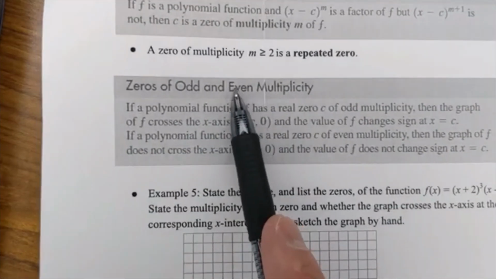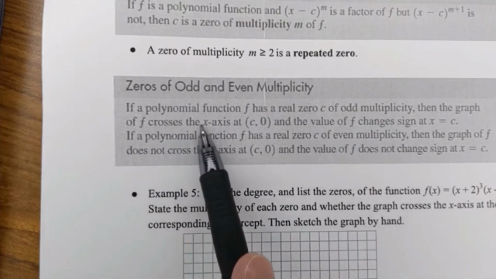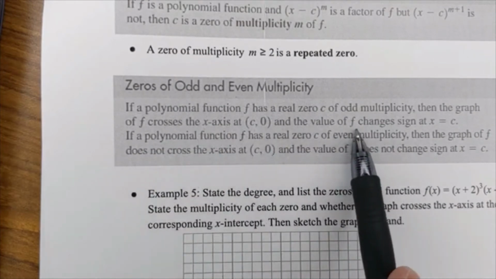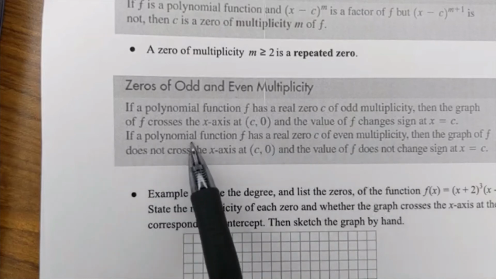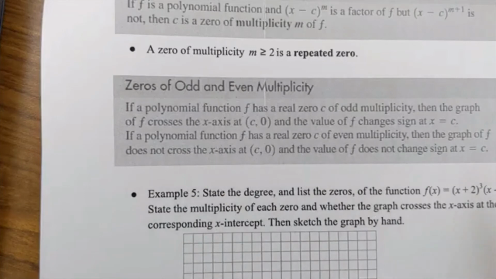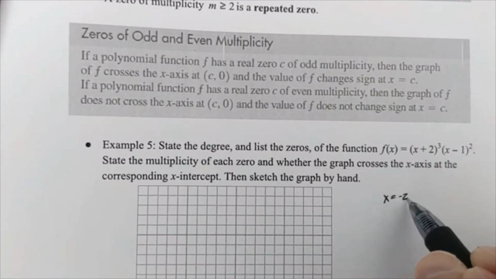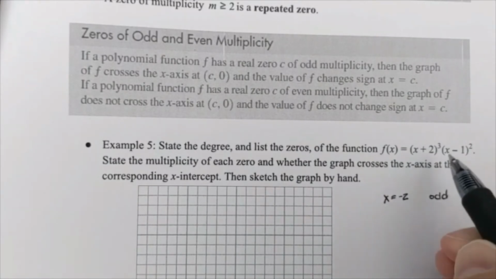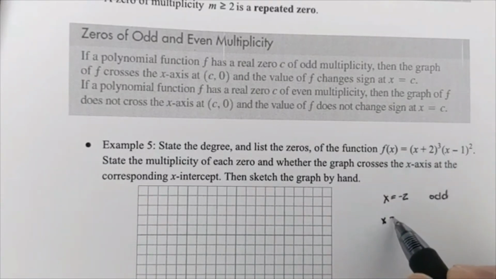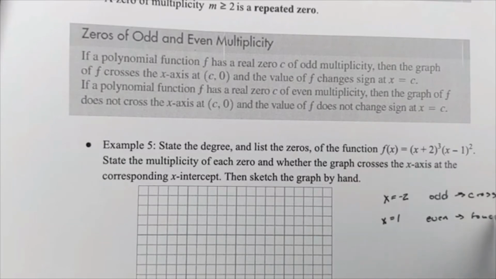Zeros of even and odd multiplicity. So it just says if a zero has an odd multiplicity, then the graph has to cross the x-axis at that value, meaning it changes sign. If the polynomial has a real zero of even multiplicity, then the graph does not cross. So if you look down here, I have two zeros. I have x equals negative 2 with an odd multiplicity, because the exponent is odd, and I have a 0 at x equals 1 with an even multiplicity. So this one will cross the axis. This one will touch the axis.